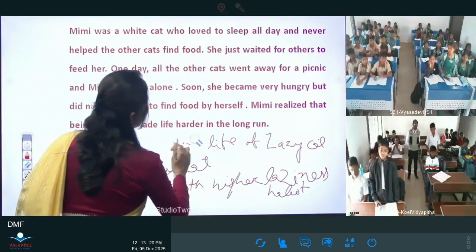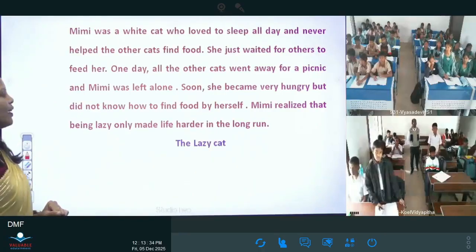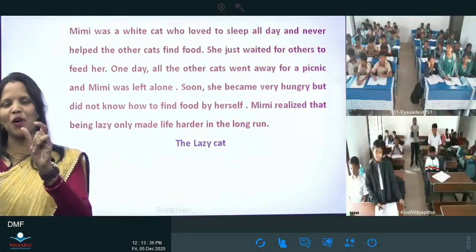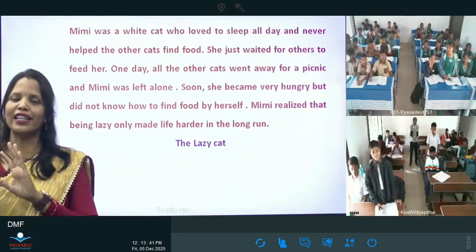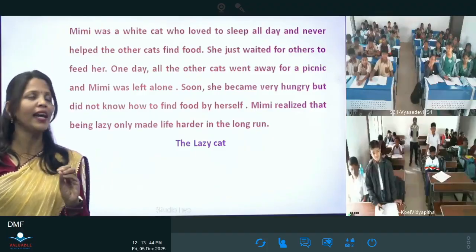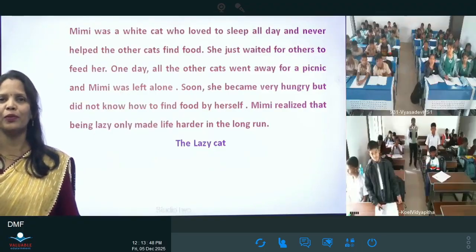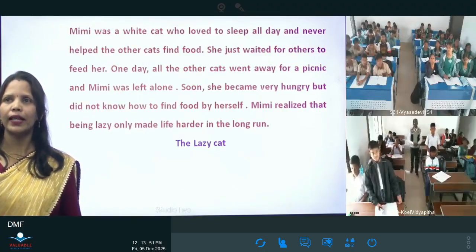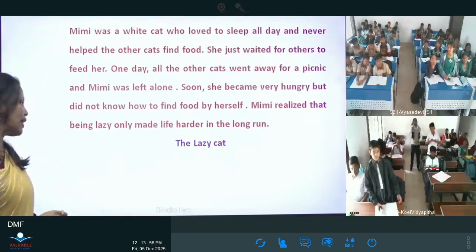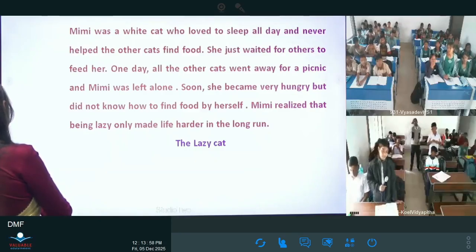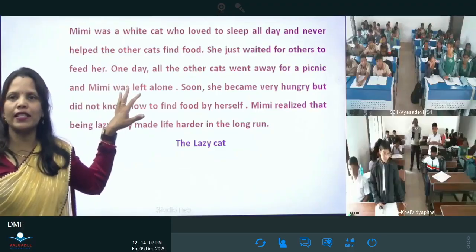So now let's see what name I have given. The lazy cat. Very small name. But whatever you told is also perfectly fine. And now let's summarize this passage. Summarize the passage. When we summarize, who wants to answer? What are the main points at first? Tell me. What are the main points we find in this passage?